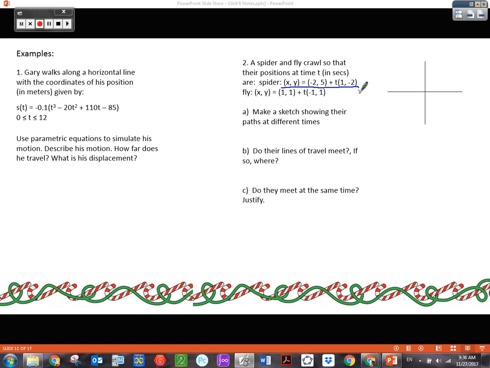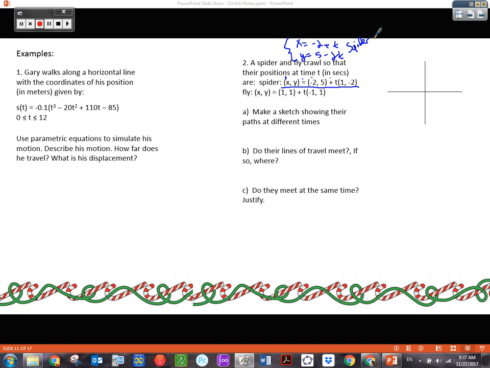What you do is you match up. So x is going to equal -2 plus 1 times t. So x equals -2 plus t. Okay, y equals, I matched the second pieces up. Y equals 5, and then 2 times -t is -2t. These are my parametric equations for the spider. It's just a different way to write them, that's all. And we need to be comfortable going back and forth between those two modes. So this is the spider.